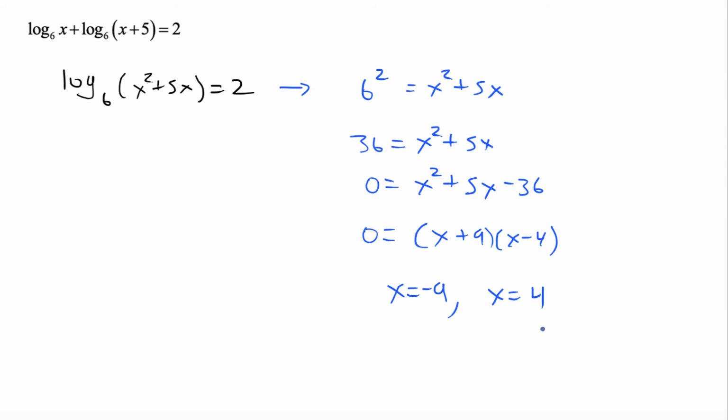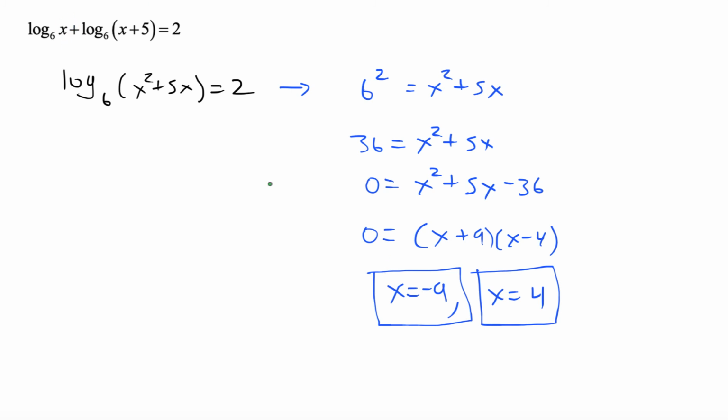Okay, so maybe at this point you feel good about yourself. We got two answers here for x. But remember, we always have to check our answers though. The reason why is because the domain of a log function is 0 to infinity. What does that mean? It means that we cannot end up with a negative value for the argument. But check it out.